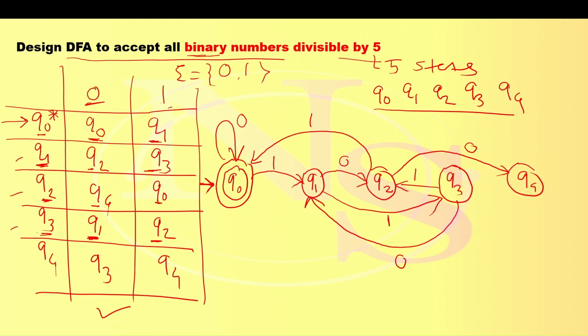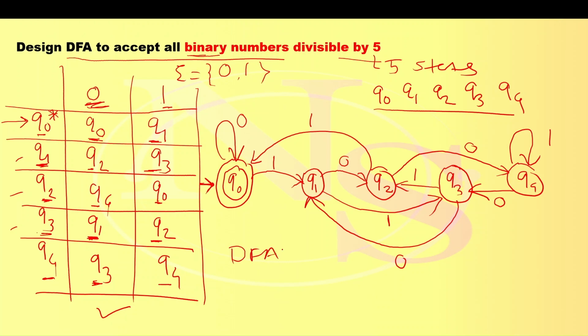This row is also completed. Last row, Q4 going to Q3. But for which symbol? Symbol is 0. So give the label. Q4 going to Q4, which means a self-loop, for symbol 1. And this becomes your final DFA and this is your answer.